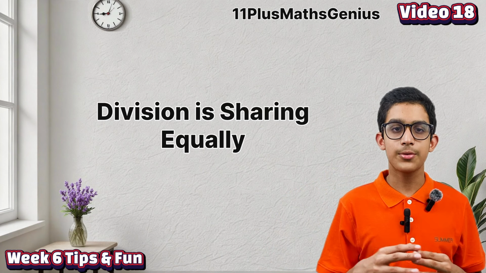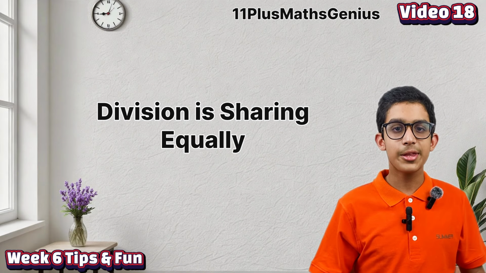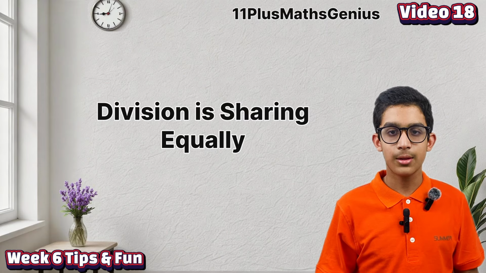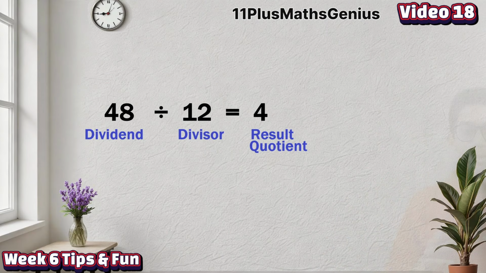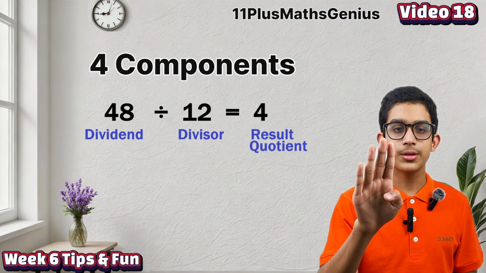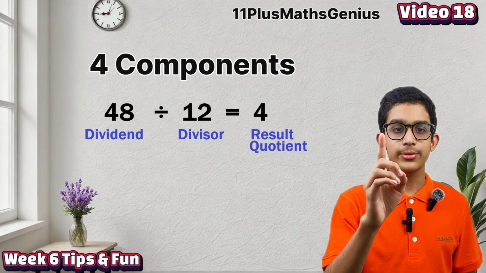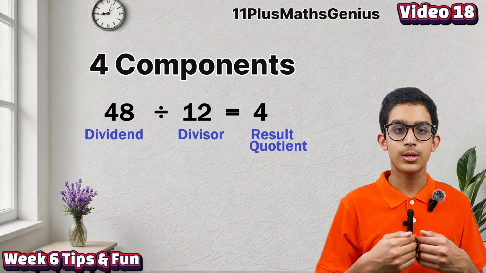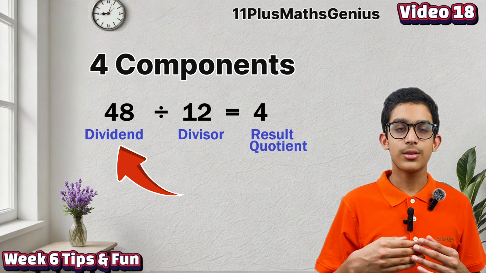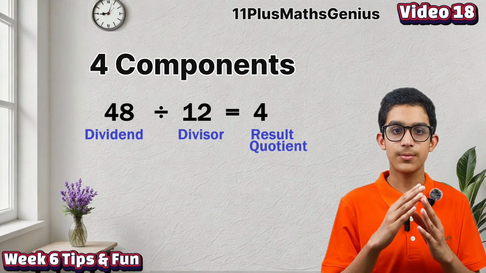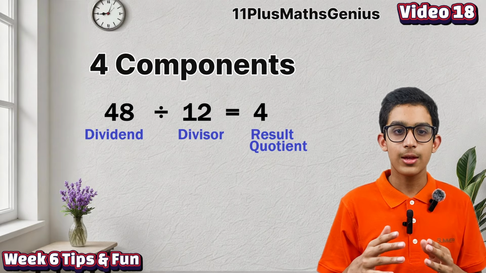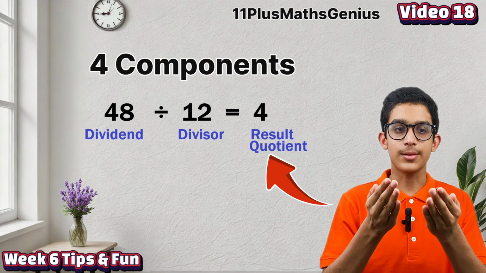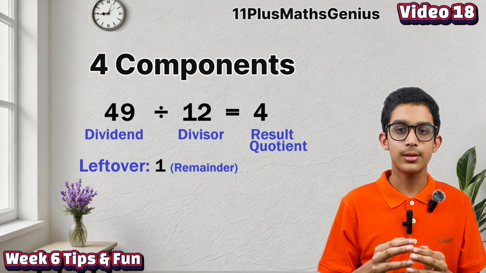Division is sharing equally. Let's start with the basics. Properties of division. We have 4 components in a division. The first one is divisor, the number we are dividing by. Dividend, the number we are dividing. Result, quotient or how many times. Remainder, leftover.